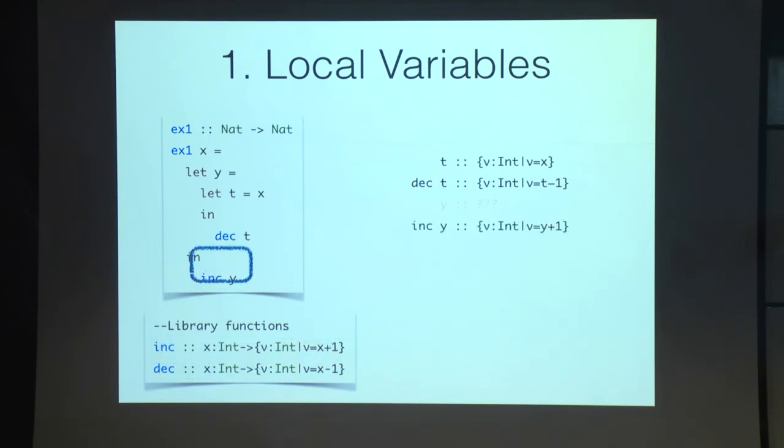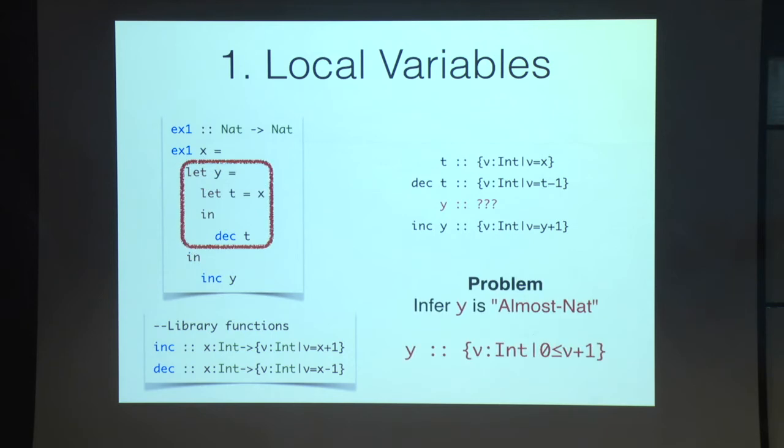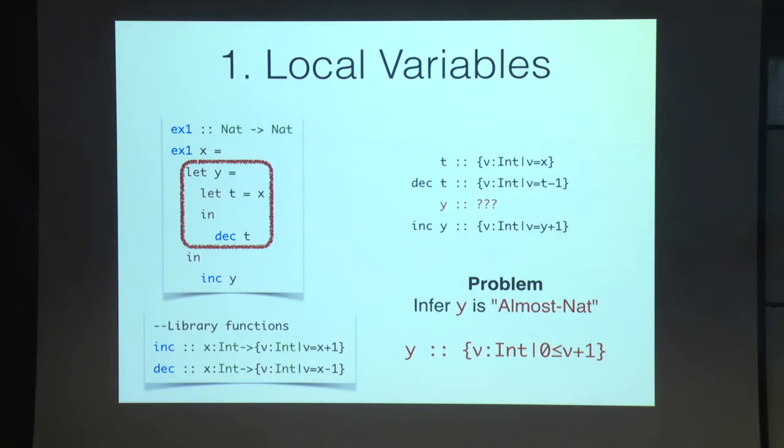But we also need a type for y. And it can't depend on t, since that's a local variable that goes out of scope. So we'll need to find something else for it. Perhaps the simplest type we could give it is almost nat. It's a number that's no smaller than -1. But that type doesn't appear anywhere in the code or anywhere in the library, and so we'll have to synthesize it.